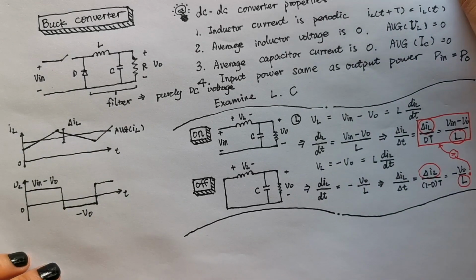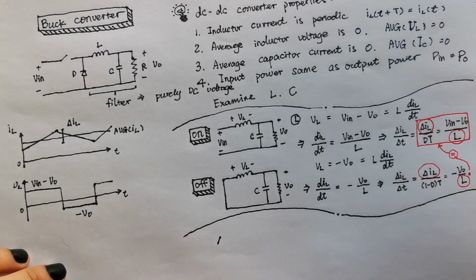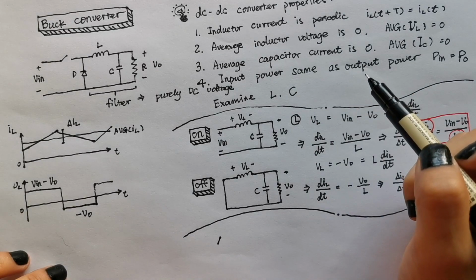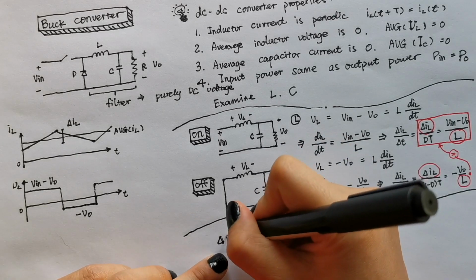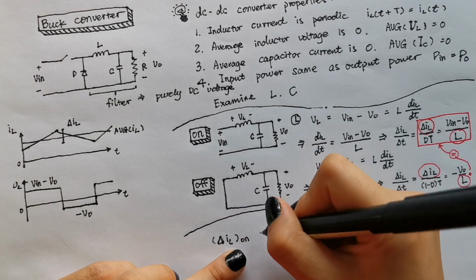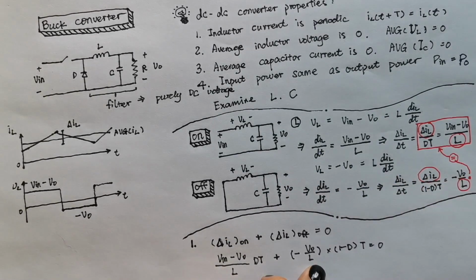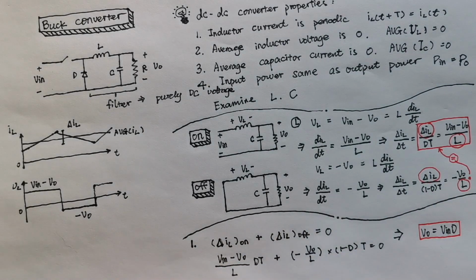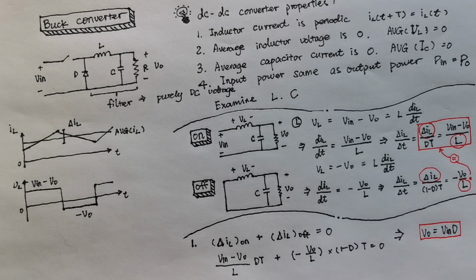There are a few other things we can get from the inductor analysis. First, the net change in inductor current over one period is 0. So we know that delta IL in the on stage plus delta IL in the off stage should be 0. Using the equations we derived before, we can solve Vout as Vin times D. This is also the second important equation we derived from the circuit.